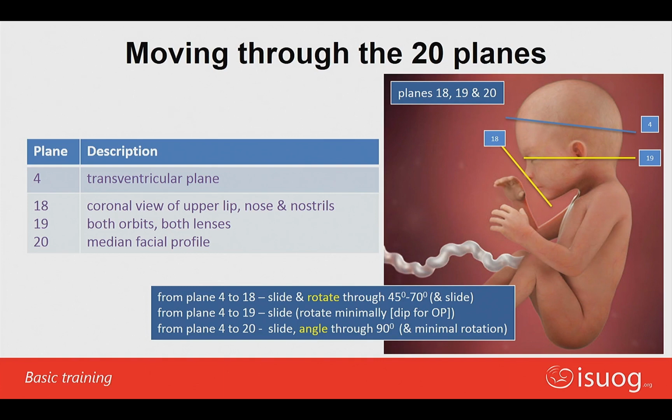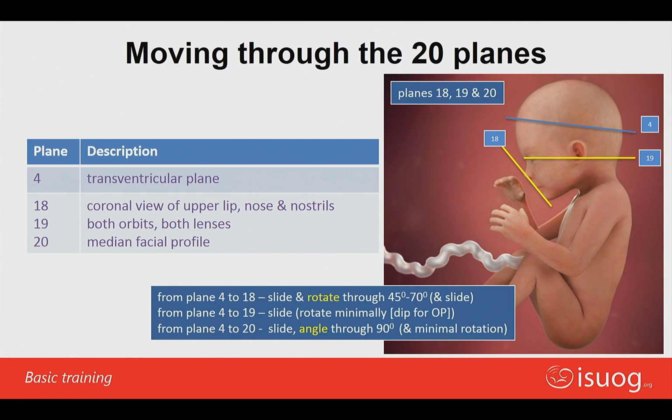And then for the orbits and the lenses, what you're going to do is you start from your ventricular level and you slide down, and you probably need to rotate minimally to get the correct view of the orbits and the lenses. And you'll notice from this section that you will be in occipito-transverse position, because that's the plane that you want the baby's head circumference to be in. And the image that you want ideally to look at the orbits and the lenses is in occipito-posterior position.